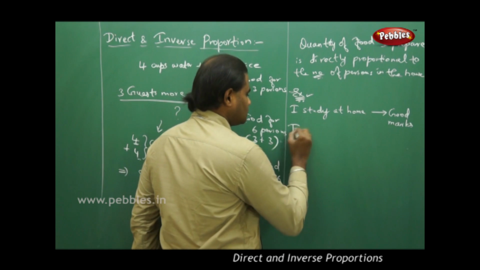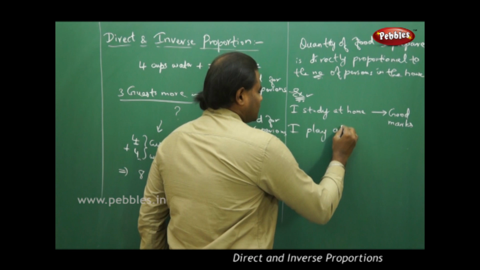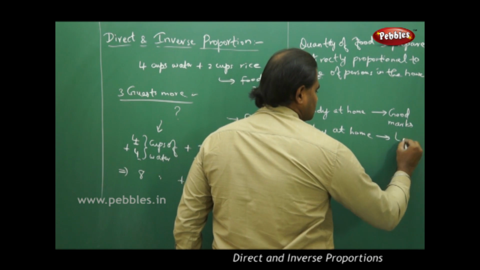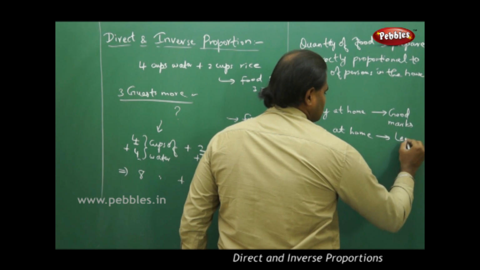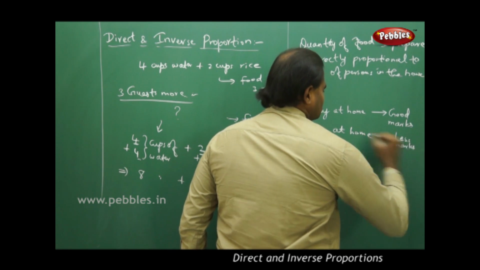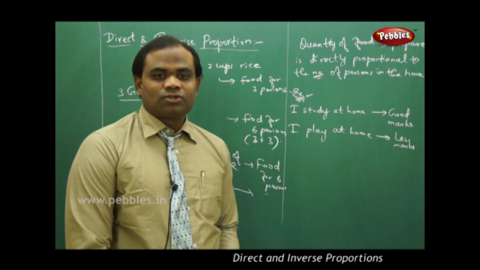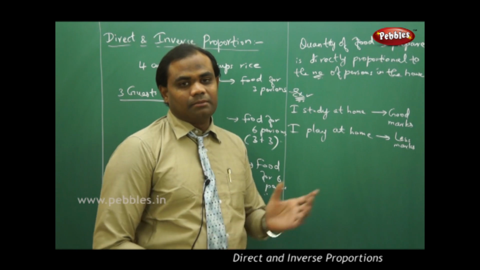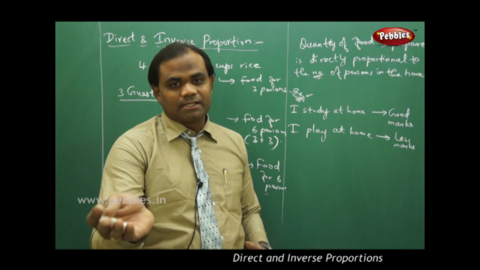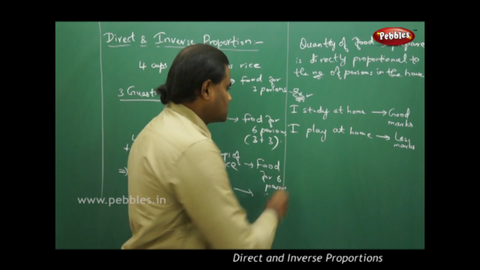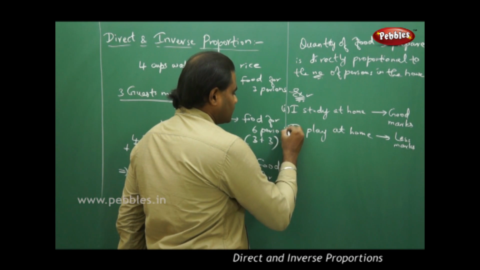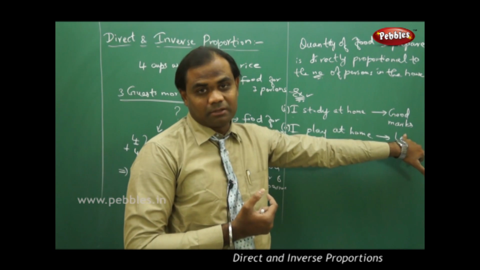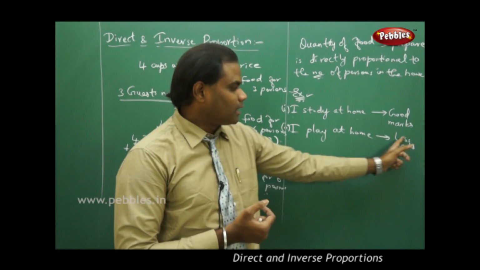When I play at home, I get less marks. So I want to take the same example of the student studying at home and the marks related to what he's getting in the exam with direct and inverse proportion. Let me take this as example 1 and this as example 2, where I study at home, I get better marks or good marks. I play at home, I get less marks.